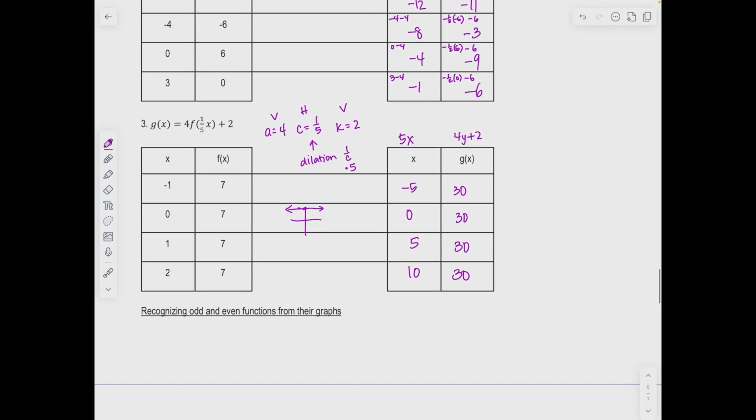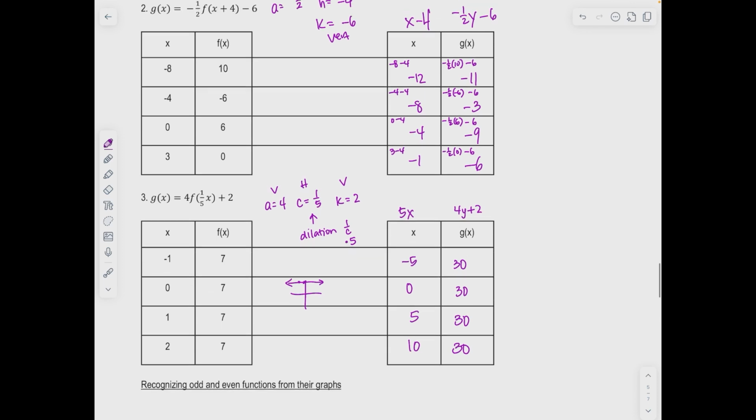Okay, we're not going to be doing odd and even functions, so this is it for transformations. Hopefully you have a better understanding of what direction to go, what you're multiplying and adding by as well, so that way you can do your transformations.